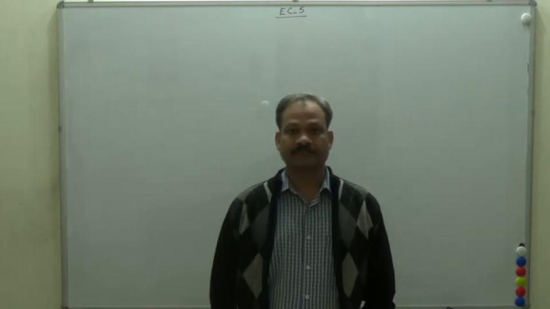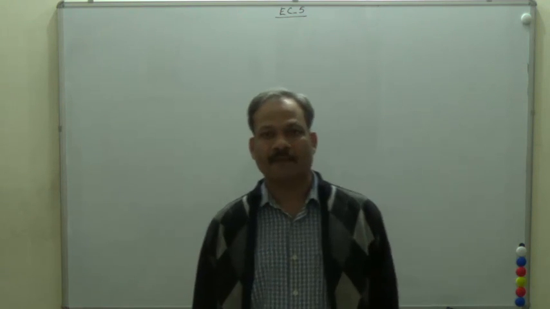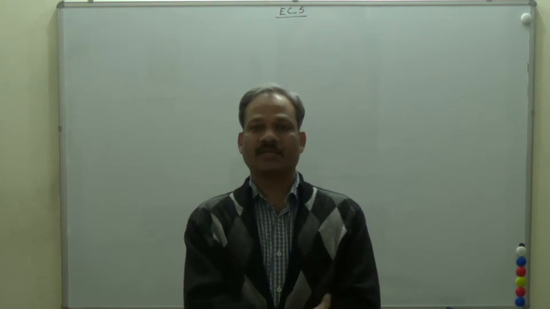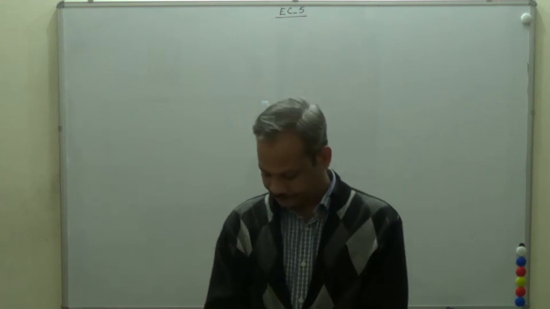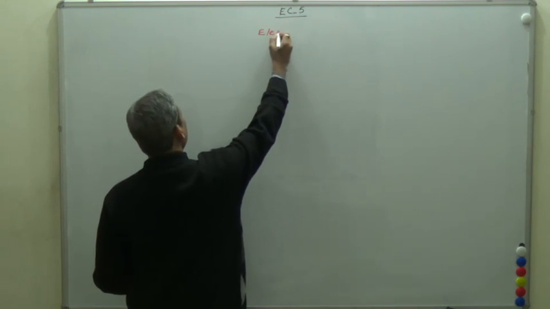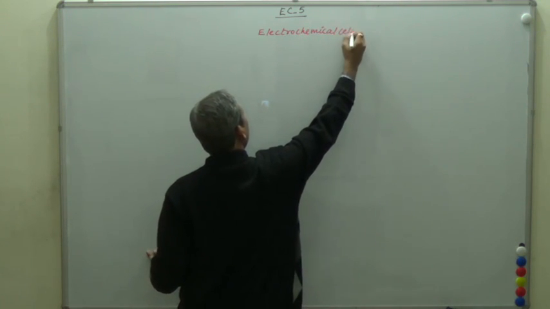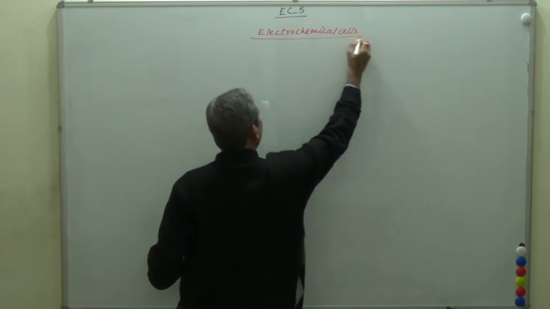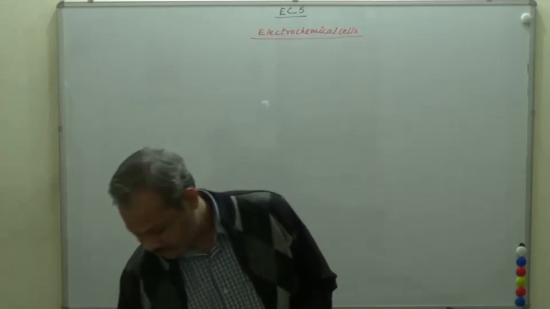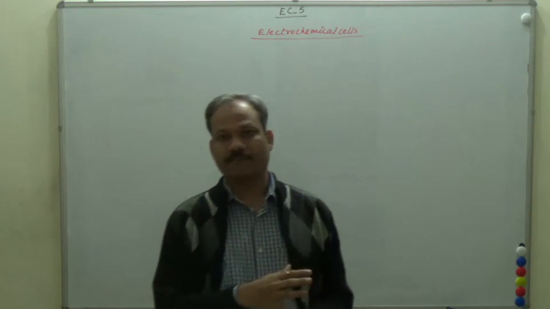In today's session for electrochemistry, I will discuss electrochemical cell. The next section of this chapter, electrochemical cells. Electrochemical cell is a device that converts chemical energy to electrical energy.